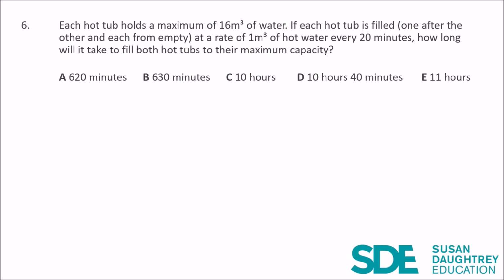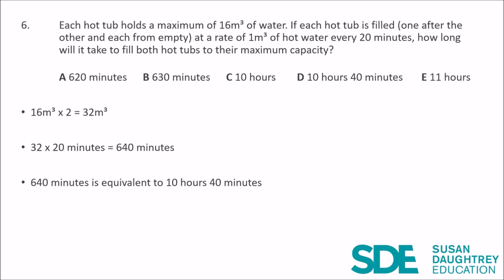Well, each hot tub holds 16 cubic metres and there are 2 of them. So we're looking at filling 32 cubic metres of water. Each cubic metre of water takes 20 minutes. So we simply calculate 32 times 20 minutes, which is 640 minutes, and then change that into hours and minutes. 640 minutes is equivalent to 10 hours and 40 minutes. My answer would be D.